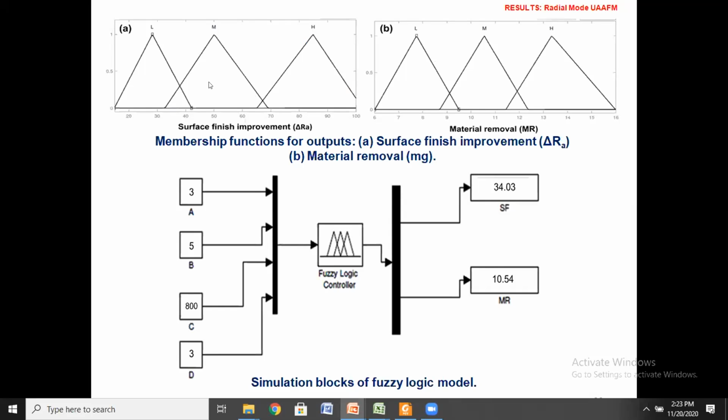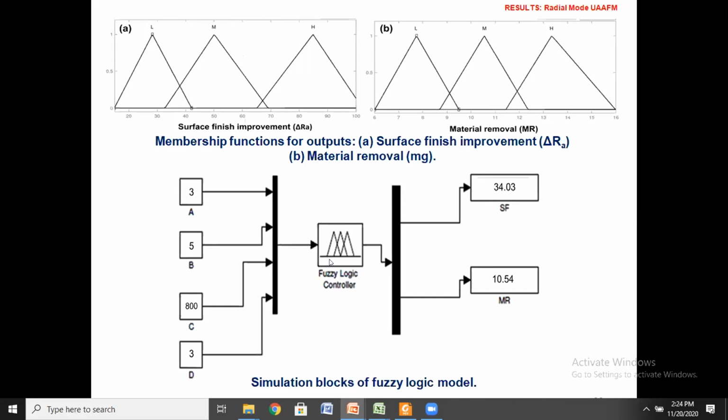I got some idea from the experimental table that my lowest surface finish achieved is something like 20, or say 25. So I'm giving a little lesser value, and if my highest value is say 77, I'm also giving a little higher value than the achieved one. So I'm giving the ranges like this: lower, medium, and higher for both surface finish and MRR. And then this fuzzy simulation model you can create in MATLAB itself. So this is the fuzzy logic controller.